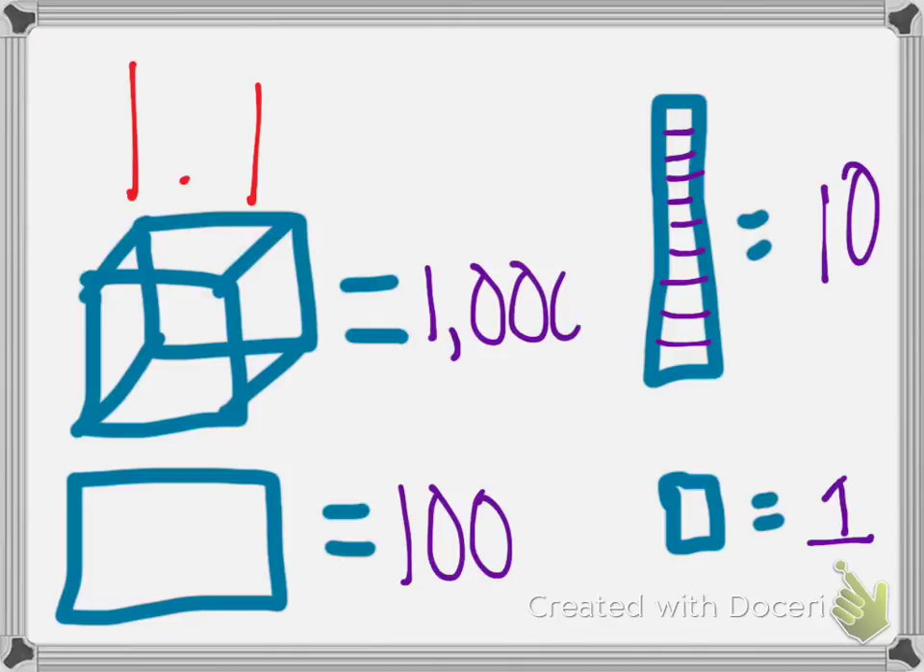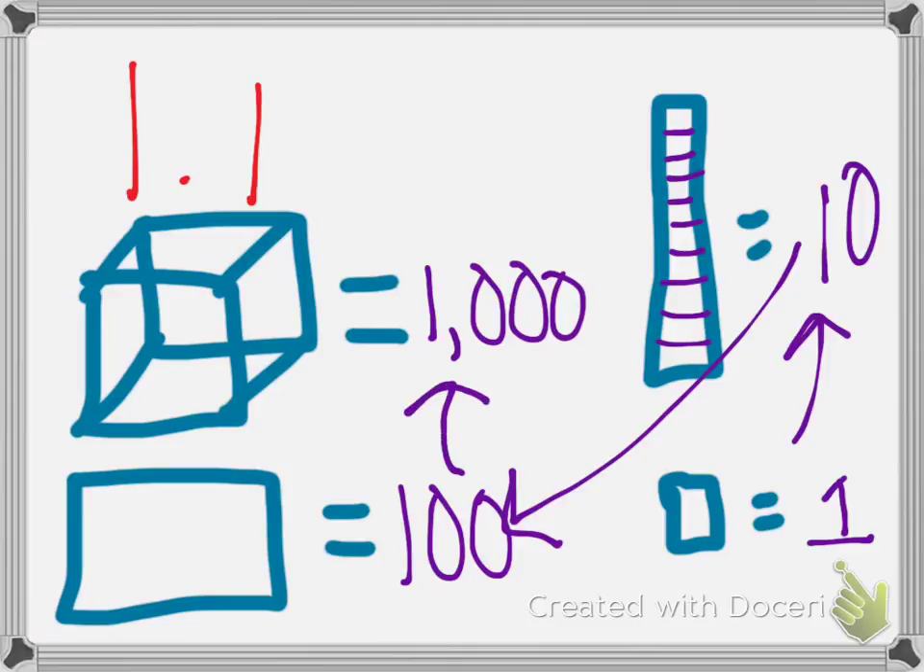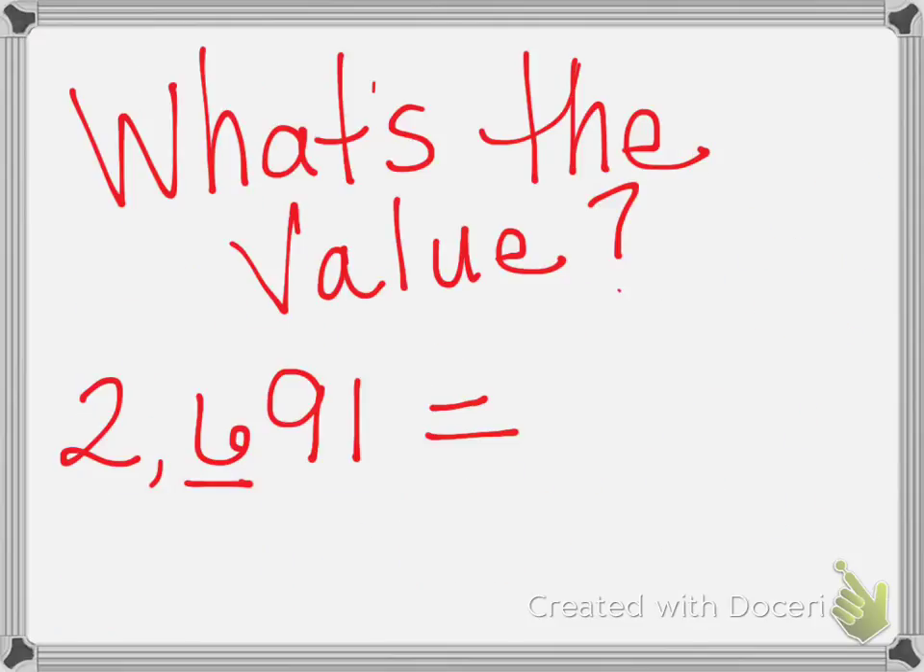Now each of these is 10 times the value before it. So 1 times 10 is going to give me 10. 10 times 10 is going to give me 100, and 100 times 10 is going to give me 1,000. So each place value is 10 times the value before it. Then we also started talking about what the value of each digit was. And many of the kids didn't understand that a digit was one number. And so you will see that in the future with their homework.